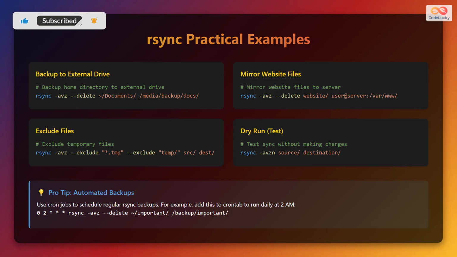You can exclude certain files or directories from the synchronization using the --exclude option. For example, rsync --exclude '*.tmp' --exclude 'temp/' source/ destination/. Finally, to test a synchronization without making any changes, use the -n option for a dry run, rsync -avn source/ destination/.